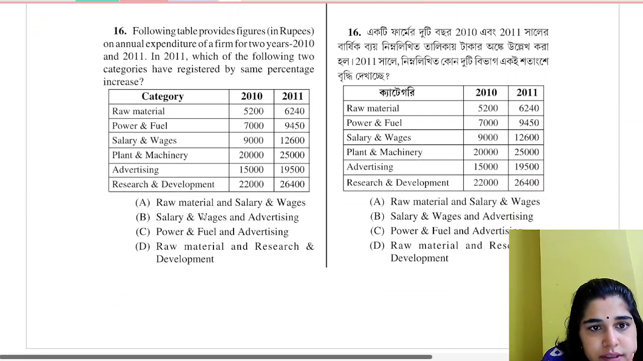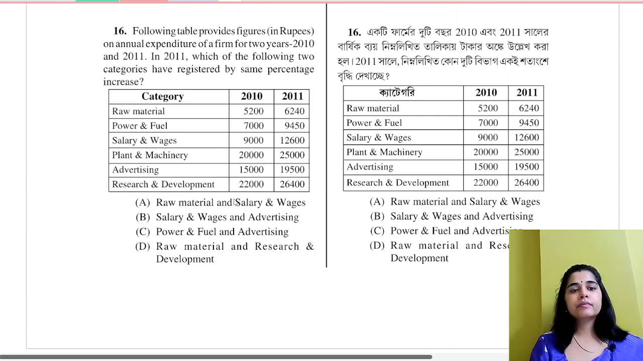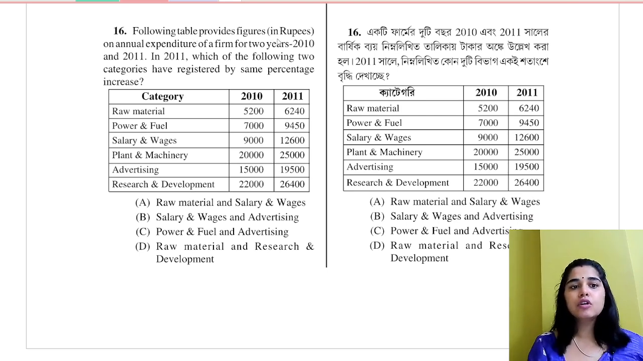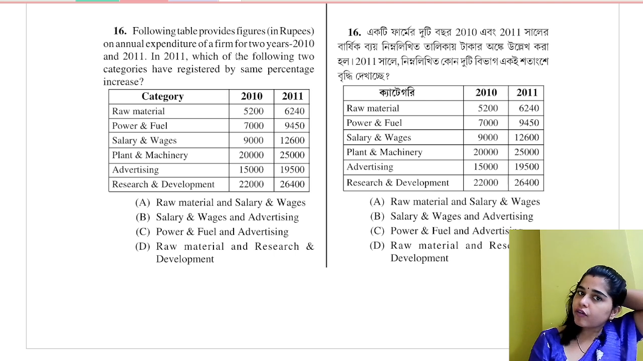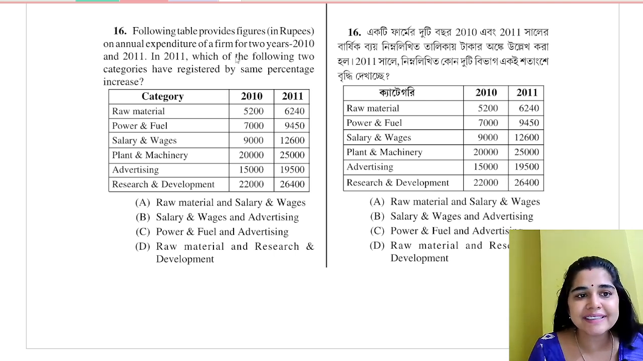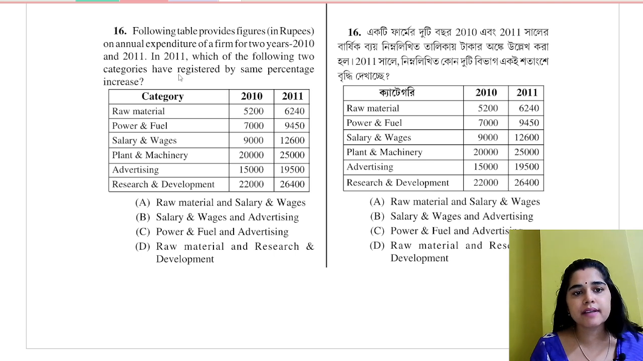Move to the next question. This is the question of maths. So what is the question asking? The following table provides figures in rupees of annual expenditure of firms for 2 years, 2010 and 2011. In 2011, which of the following two categories have registered the same percentage increase?